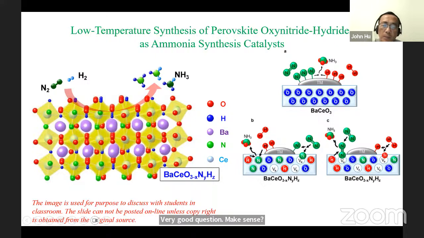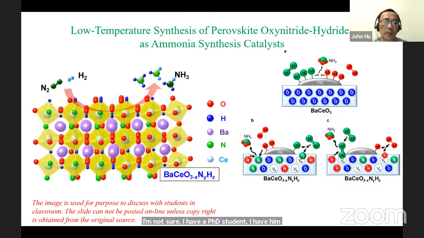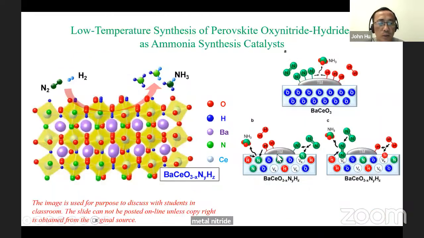Yeah, I think you can say they borrowed the concept from chemical looping, but they are more complex than chemical looping, because the unique part of this process is this material. Look at how complex the material is. I'm not sure. I have a PhD student try to make this material. It's just so complicated. So that's why my PhD student basically went back to this process. We use microwave plasma, but we have a simple metal nitride to make this looping, rather than going through this complex material.